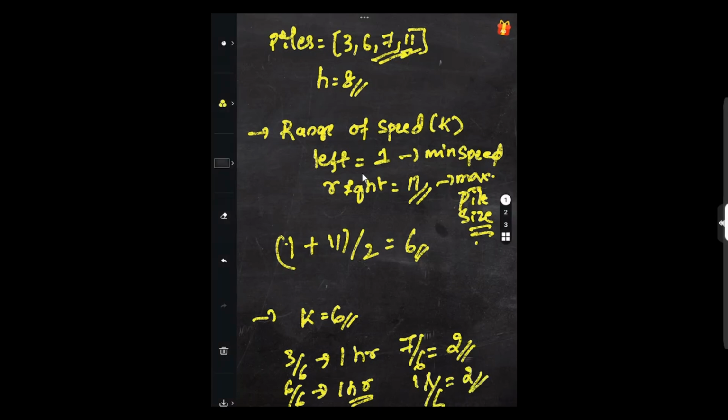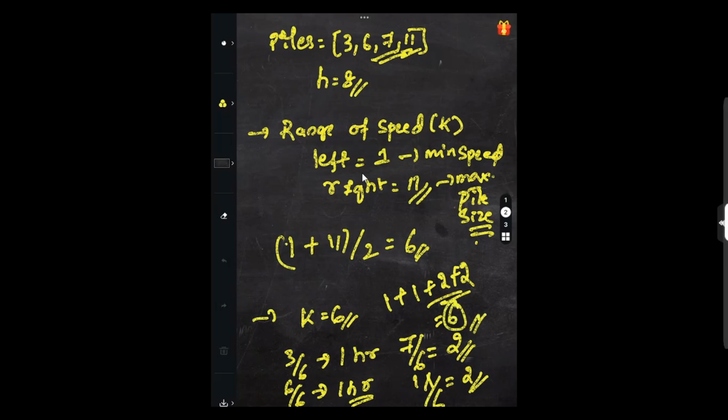So the total hours will be 1 plus 1. Here let me do one thing, let me write this one above. 1 plus 1 plus 2 plus 2, nothing but 2 plus 2, 4, 5, 6. Total hours will be 6 in this case.